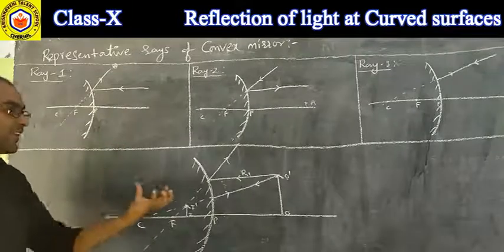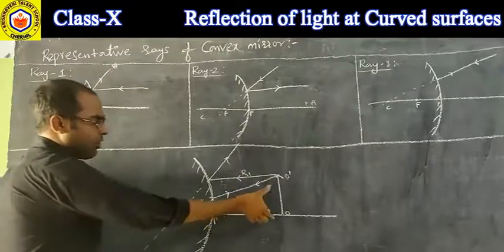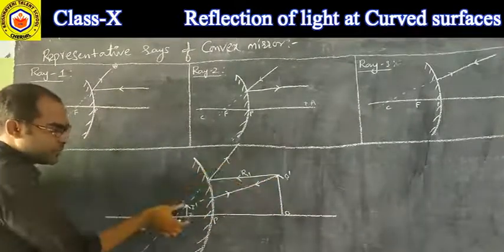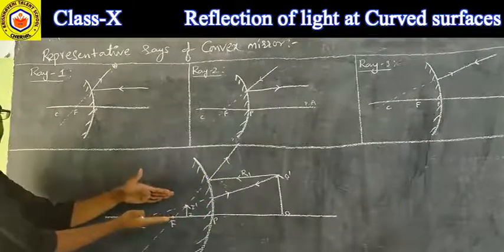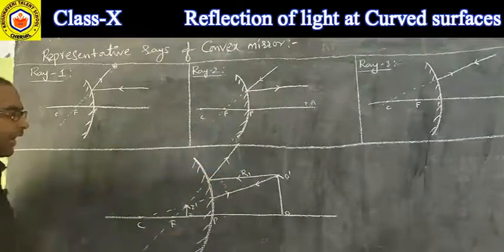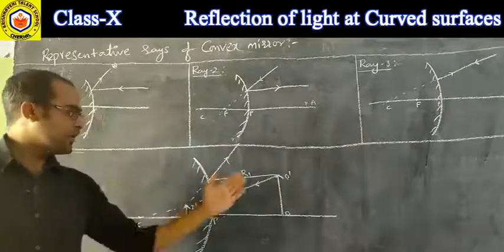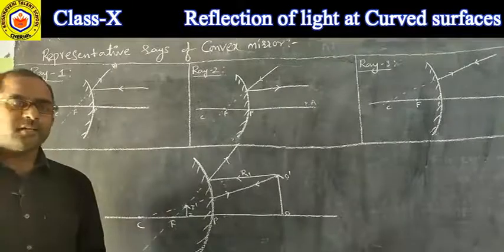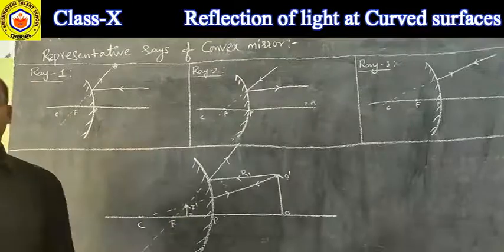And what is the nature of image and what are the properties of image? So here object is like this and the image also like this. Erect image, that means same type of image. So it is erect image, and the image is formed inside the mirror, it is not formed on the screen, right? So the image is formed inside the mirror, that is why it is a virtual image.